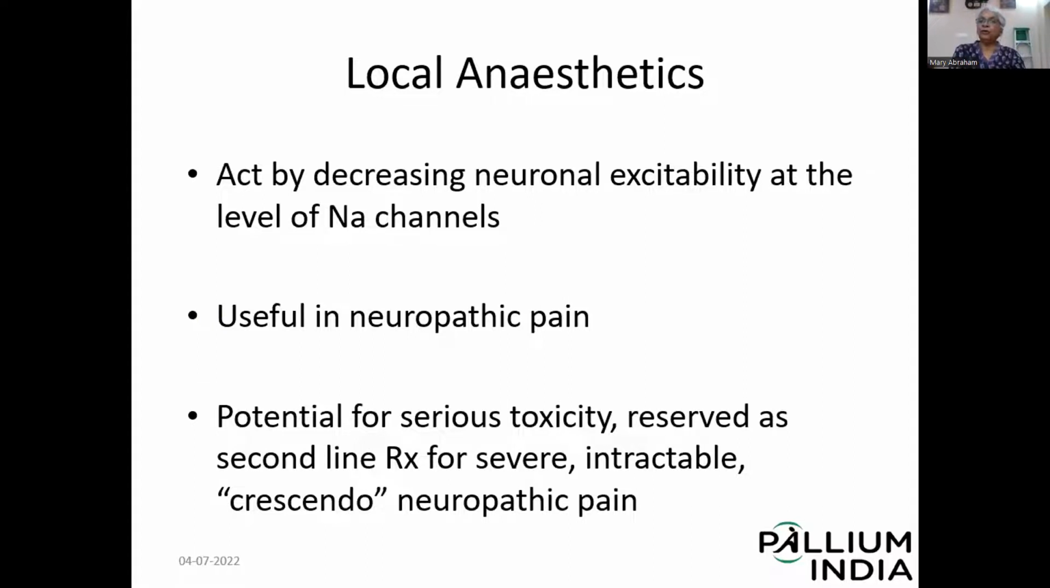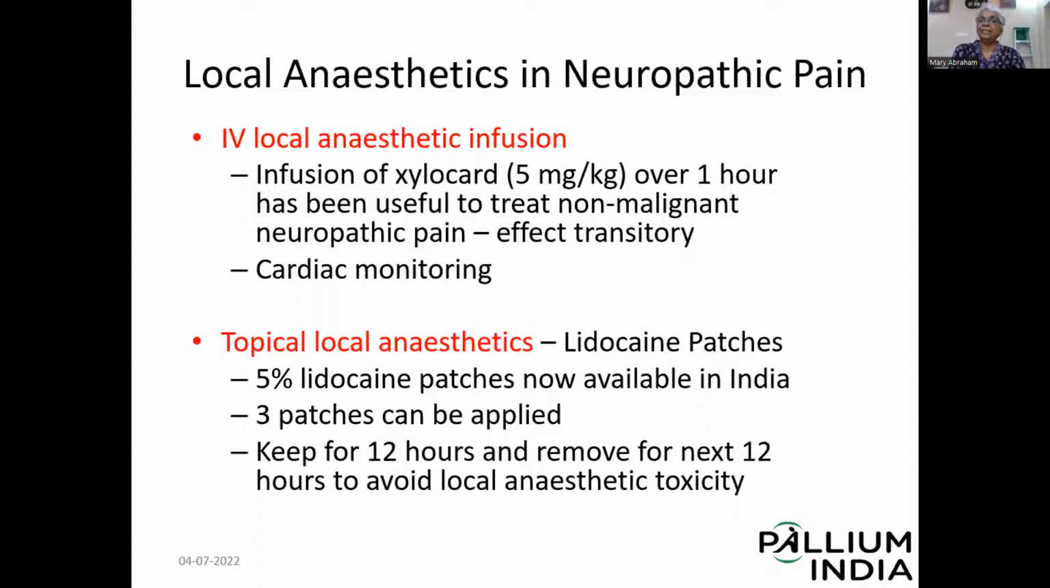Local anesthetics can also be used to treat neuropathic pain. It is reserved for the crescendo neuropathic pain, which is intractable to treat. It can be given as a local IV local anesthetic infusion. You use Xylocard because that doesn't have the preservative in it. You give a 5 mg per kg dose added to 500 ml of normal saline, and you give it over 1 hour with cardiac monitoring.